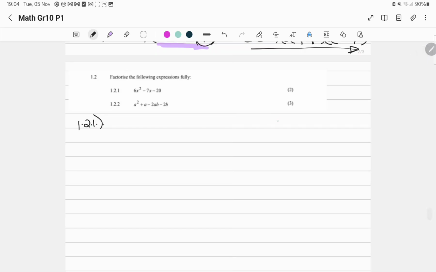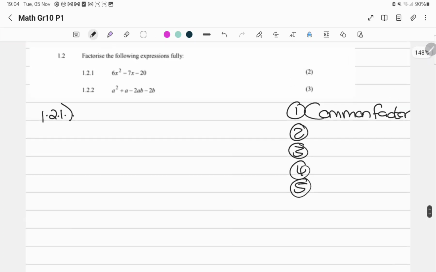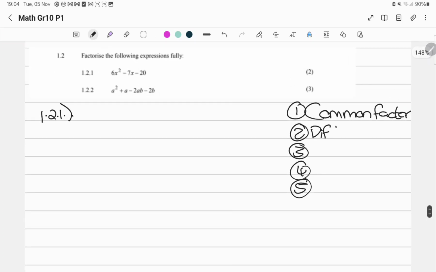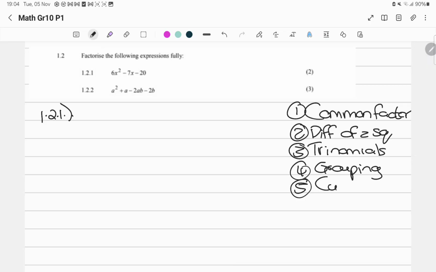So remember, if you get stuck, go and make your checklist of your 5 methods. Alright, this usually helps me a lot. Okay, so I know my first one is my common factor. I know my second option is the difference of two squares. Then I have my trinomials. Then I have grouping. And then I have cubes. So then you eliminate for options it definitely cannot be.